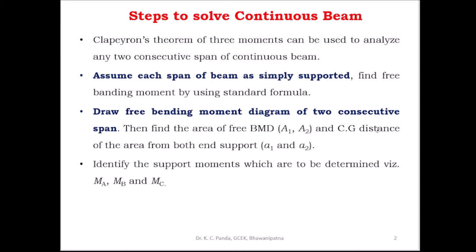At the intermediate supports there will be a bending moment. If the end support is simply supported, the bending moment there will be 0. When the end is fixed, there will be fixed end moments and the slope at the fixed end will be 0. And the moment of inertia of the beam in different spans may be the same or different.